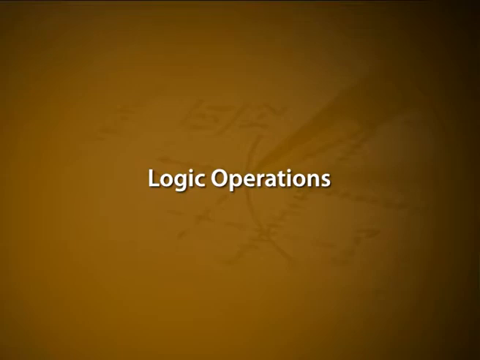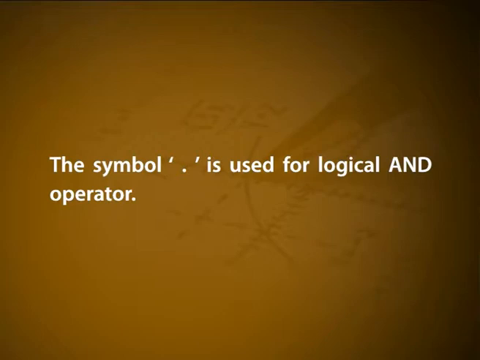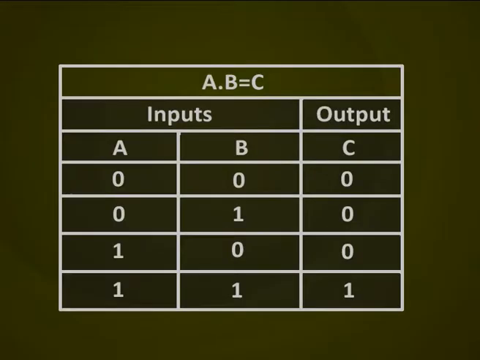Logic operations. The logic operations such as AND, OR and XOR combine two input bits to produce a single output bit. Logical AND. The symbol dot is used for the logical AND operator. The logical AND operator can be defined by listing all possible combinations of logical variables A and B and the resulting values of Boolean variable C in the equation A dot B equals C. The truth table for a logical AND is given below.